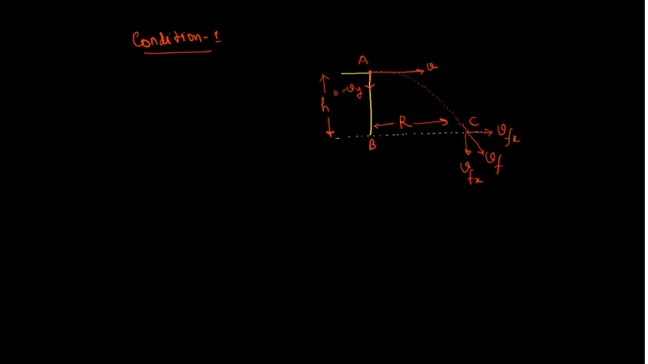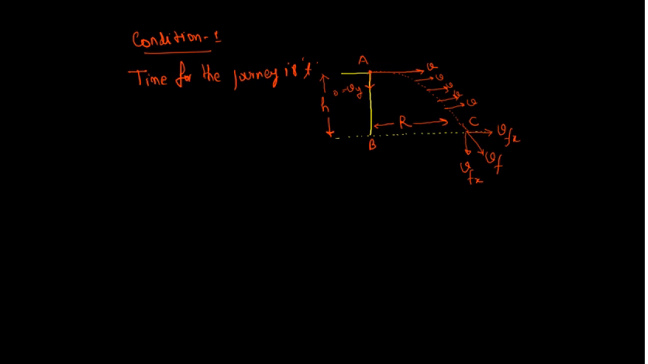But the horizontal component of velocity will remain constant. Why will it remain constant? Because it is independent of gravity. This horizontal component of velocity v will remain constant, and it is responsible for attaining this range. Let's suppose the total time for this journey is small t. In this time my object is moving from A to C.